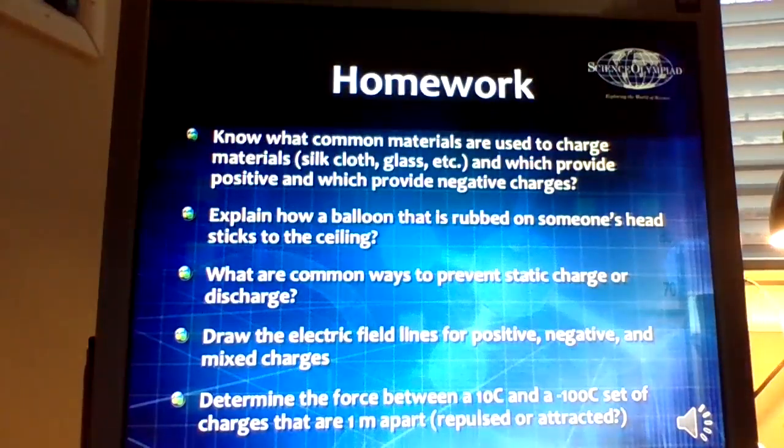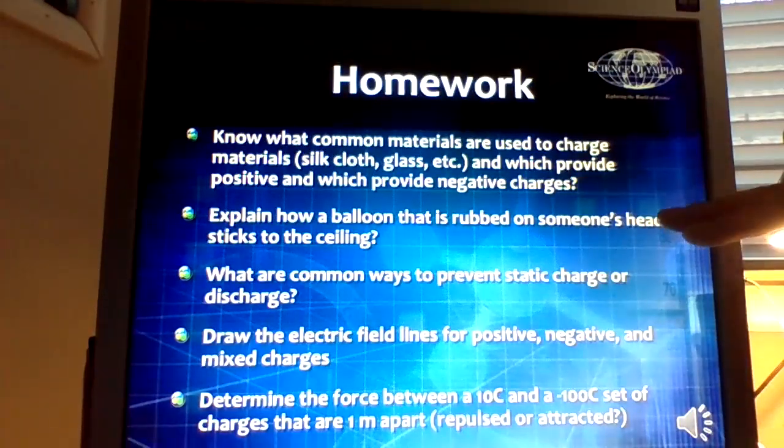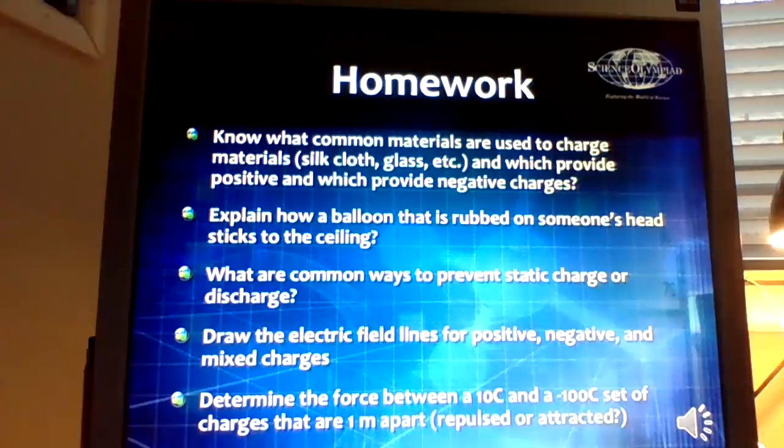What it does is that you're charging it with charged particles, and then it's inducing an electric field on the other side and on the ceiling, much like how our magnet induces magnetism on iron. And so what that ends up causing is a sort of capacitance, if you will, that holds them together. Okay. Talk about common ways to prevent static charge or discharge.